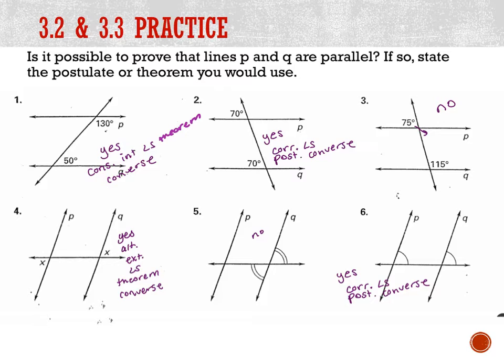The third one is no. First of all, there's no link between where the 75 is and the 115. But even if you used vertical angles and then tried to use consecutive interior, they are not supplementary. So it's no. The fourth one is yes, alternate exterior angles theorem converse. The fifth one is no, those are only vertical angles. Those don't prove lines parallel. The sixth one is yes, corresponding angles postulate converse. Again, all of these have the word converse in them because we're proving the lines are parallel. Brayden.